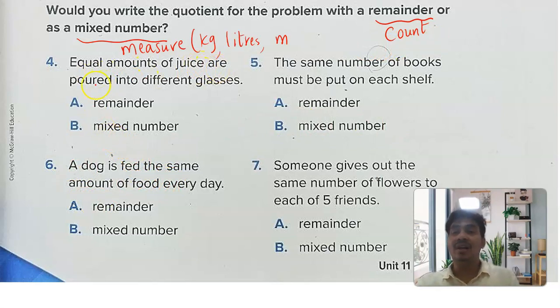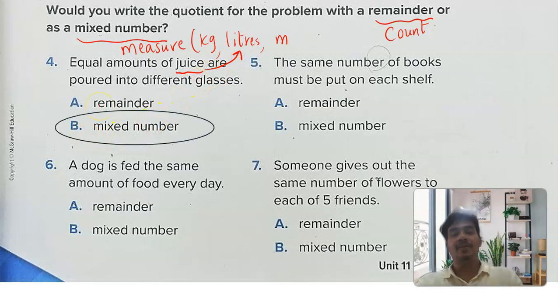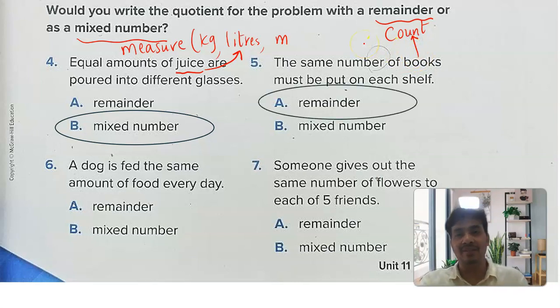Alright. So, equal amounts of juice are poured into different glasses. Juice is usually measured in liters. So, in this case, we will use mixed number. Okay. Next, the same number of books must be put on each shelf. Books can be easily counted. So in this case, we will write the remainder method.